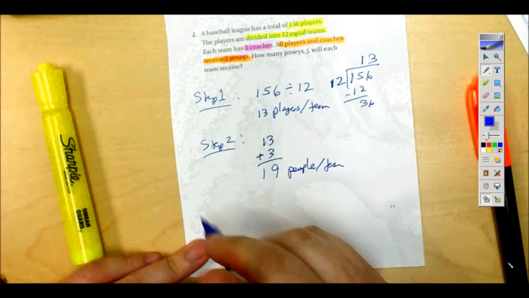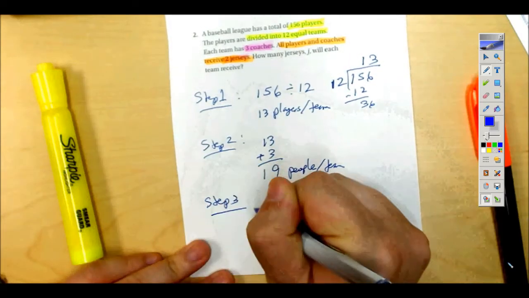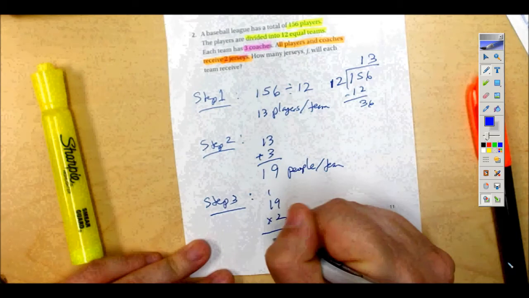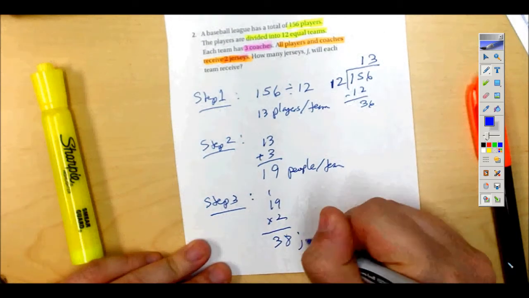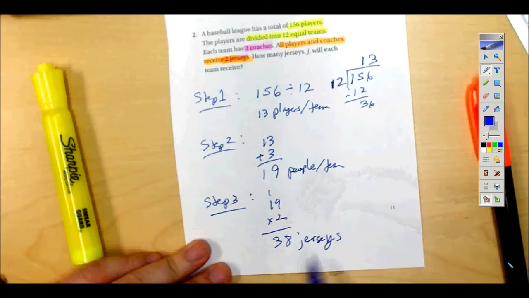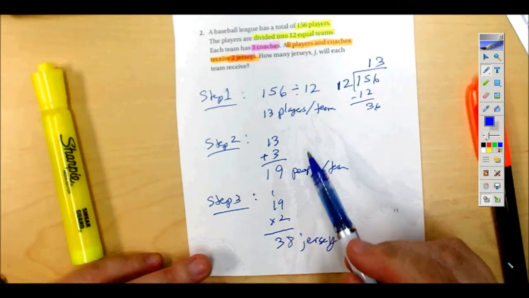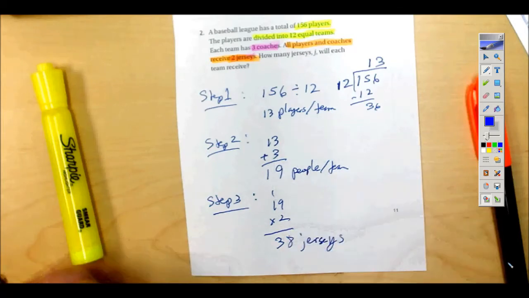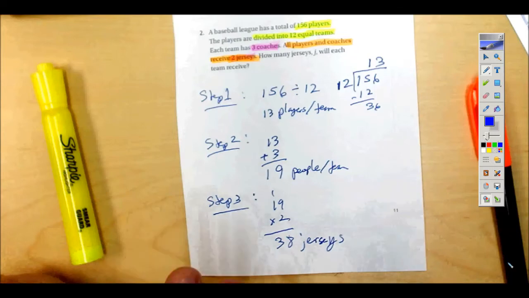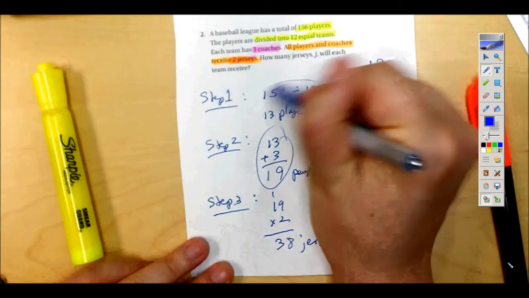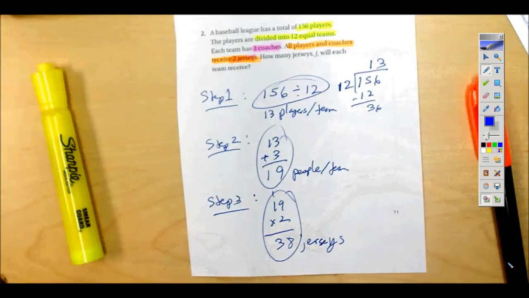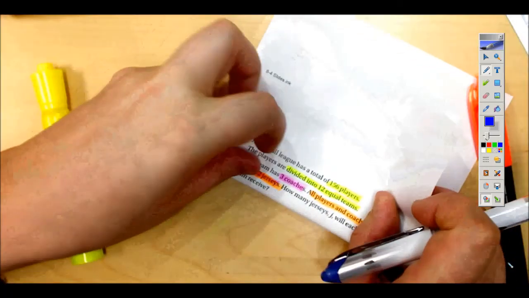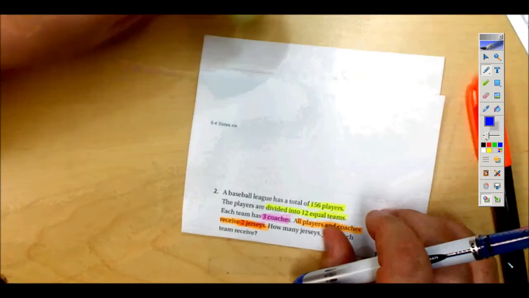And all players and coaches receive 2 jerseys. So step 3, since there's 19 people, we would multiply that by 2. And they would need 38 jerseys for everyone to get 2. 13 players, 3 coaches, 2 per person, 38 jerseys. Okay? So each individual step here is pretty simple. So now we are going to put this in one big equation. That's another way of doing it. You do whatever you're comfortable with.